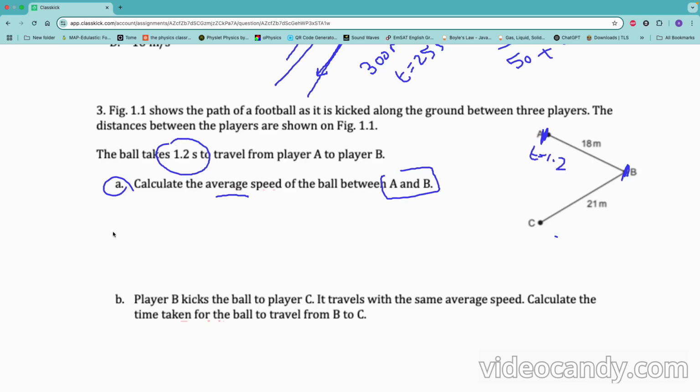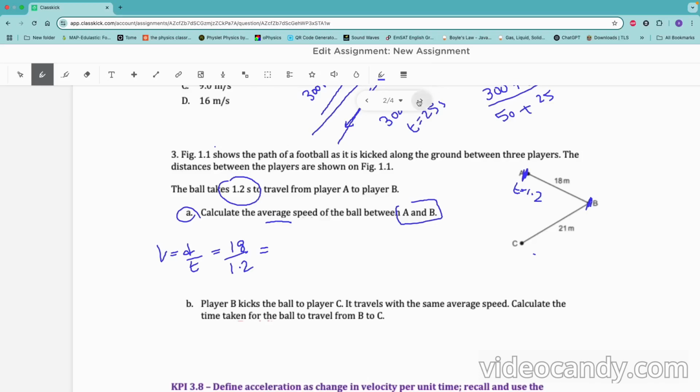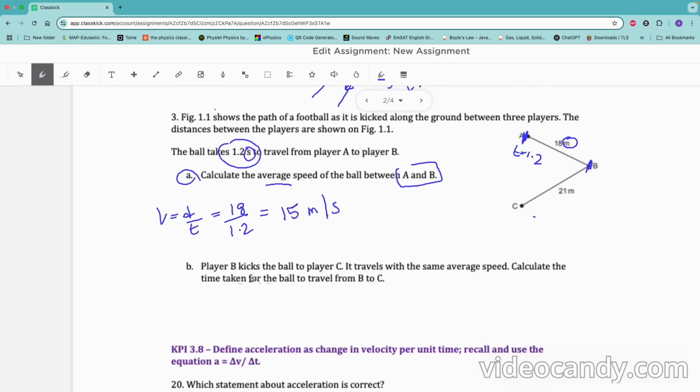Obviously, the same formula will be used. Average speed, distance over time. Distance is 18, time 1.2. So we get 18 over 1.2. It gives 15 meters per second, because the measuring unit of distance is meter, measuring unit of time is second. Straightforward.